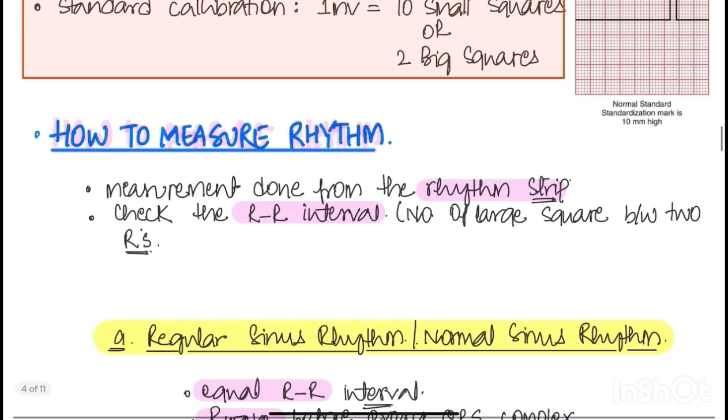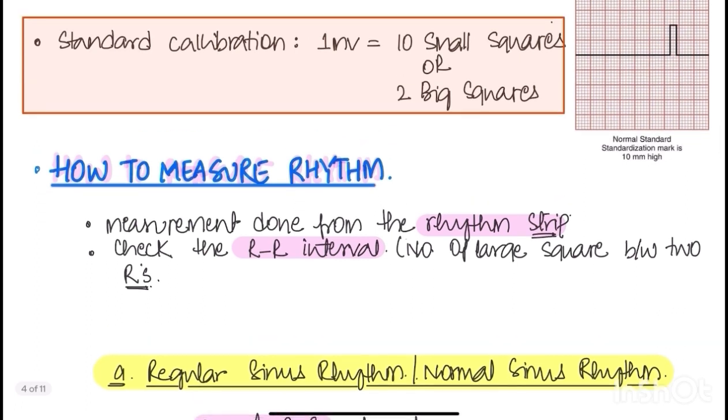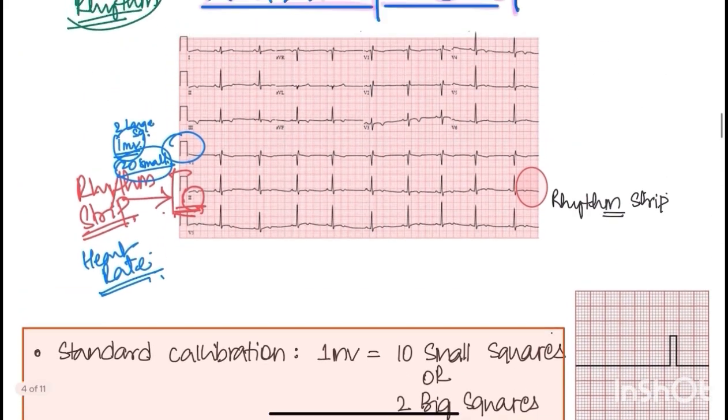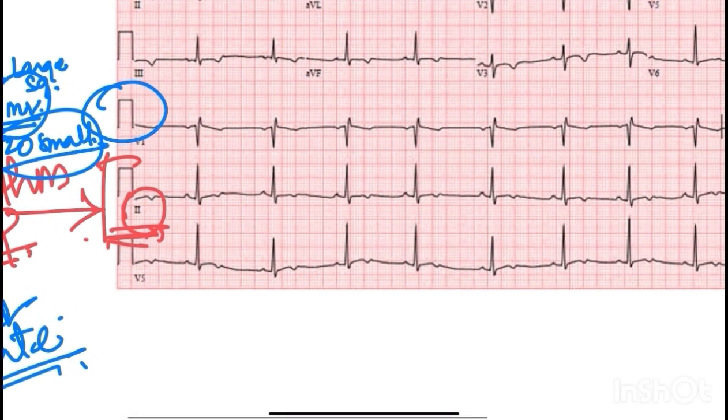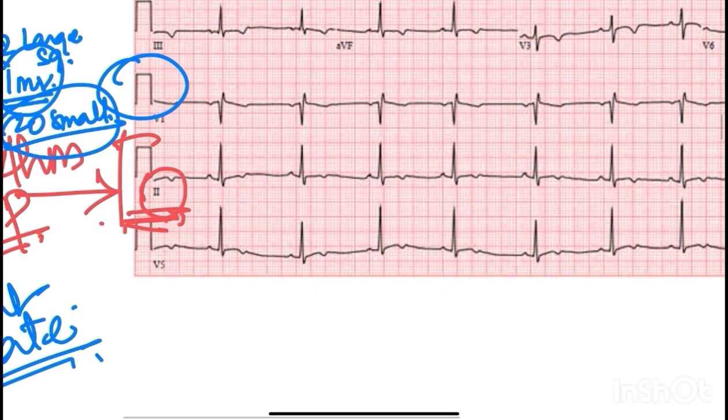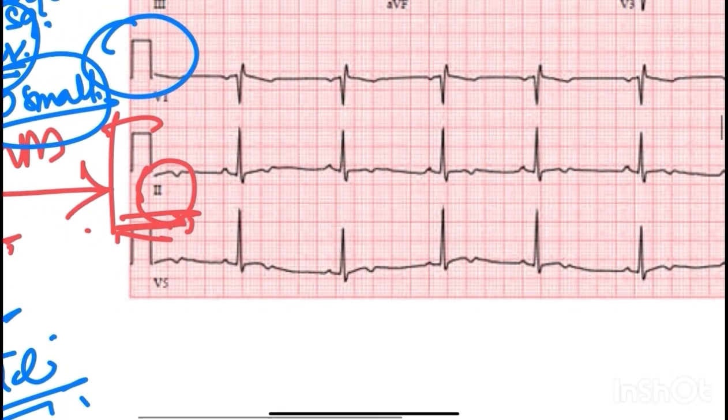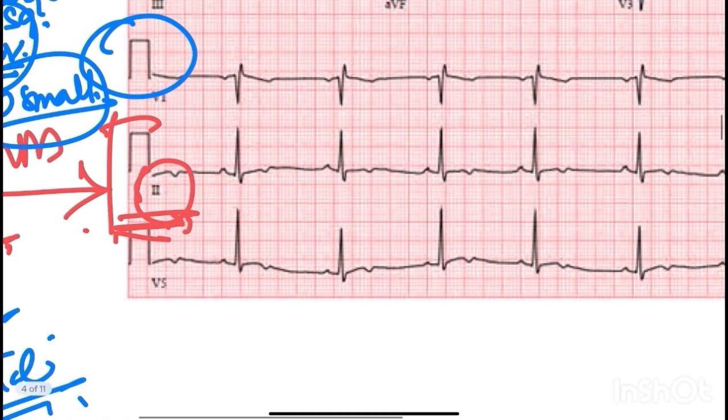So for rhythm, the measurement is done from the rhythm strip. Check the RR interval. Now I'm assuming we all know what these waves mean. For those who don't know, alright, I'll mark it up over here. So this is the P wave, this is the Q wave, this is the R wave, this is the S wave, and this is the T wave.